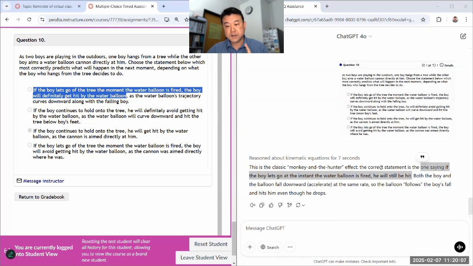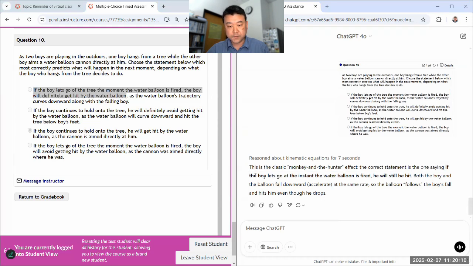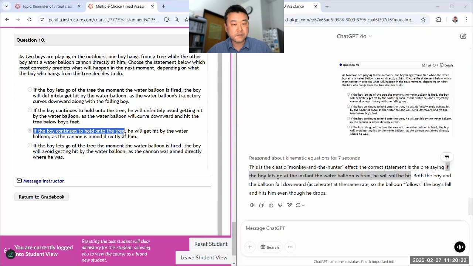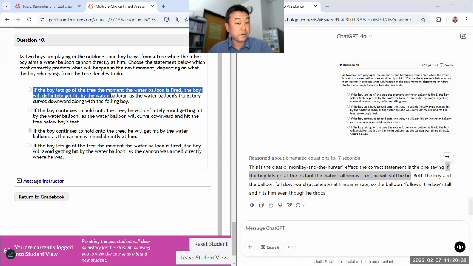Because ChatGPT was saying the correct statement is the one saying if the boy lets go at the instant the water balloon is fired, he'll still be hit. The thing that was confusing me was it's not a verbatim description of the choice. So as I was reading it, I kind of mixed them up. But it's this one that says, if the boy lets go of the tree the moment the water balloon is fired, the boy will definitely get hit by the water balloon. Yeah, that's the correct answer, and that's what I should have chosen. So, save for my mistake, ChatGPT got 100% in 3.7 minutes.